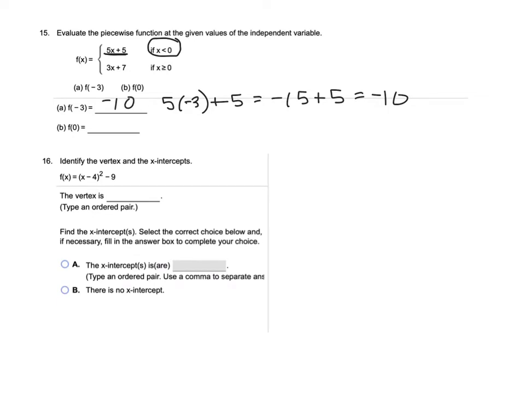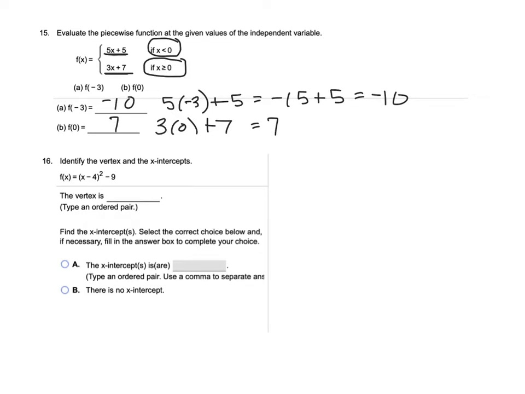Then I asked for f of 0. Well, 0 up here should fall only one place. It falls here because it's equal to 0. So I'm going to plug 0 into 3x plus 7. You plug in 0, you get 0 plus 7 is 7. Okay, so that's just your piecewise function.